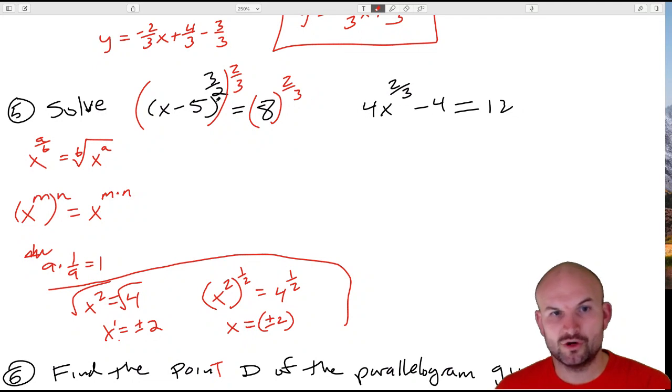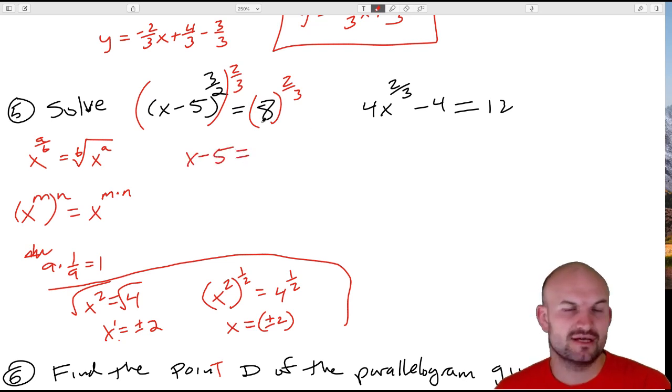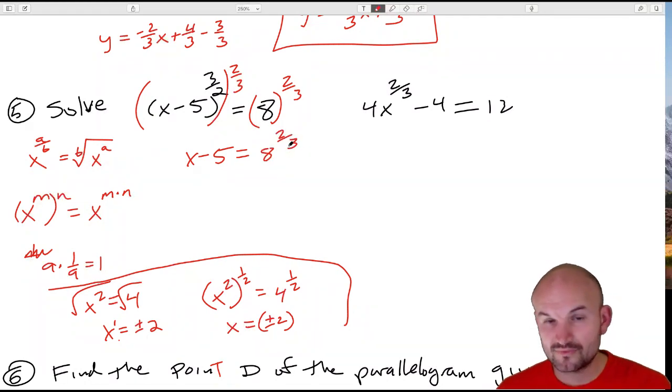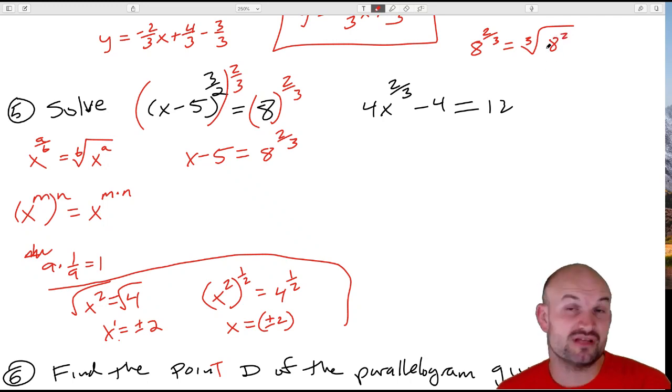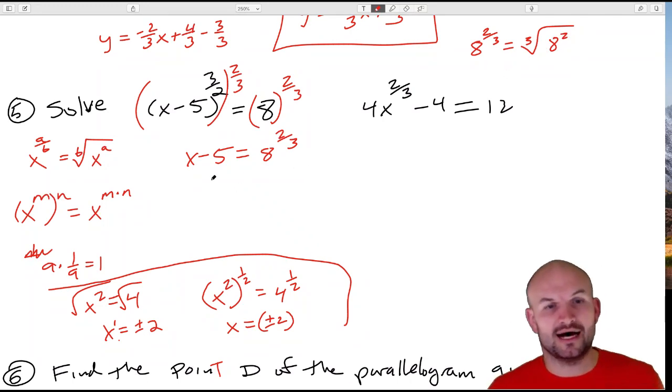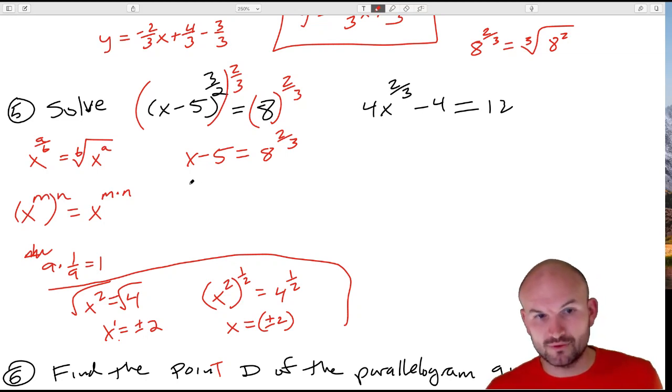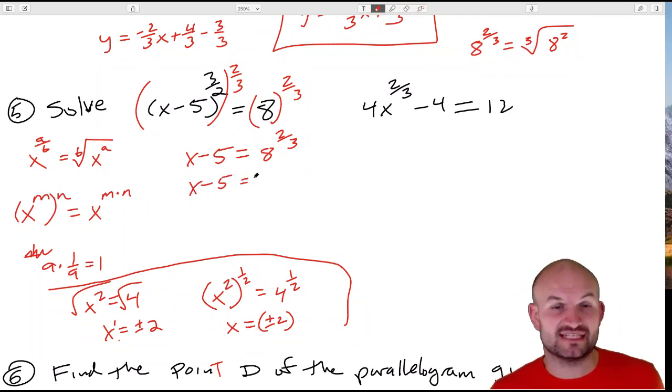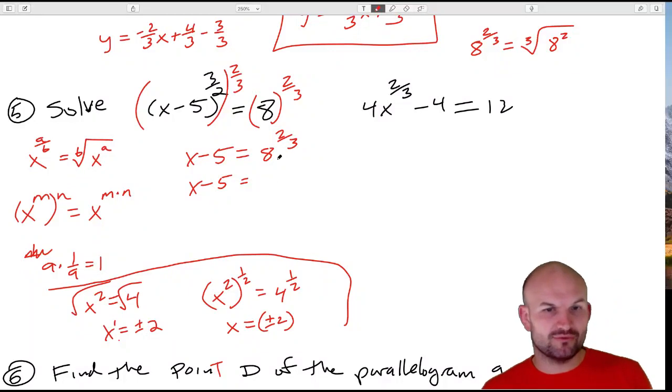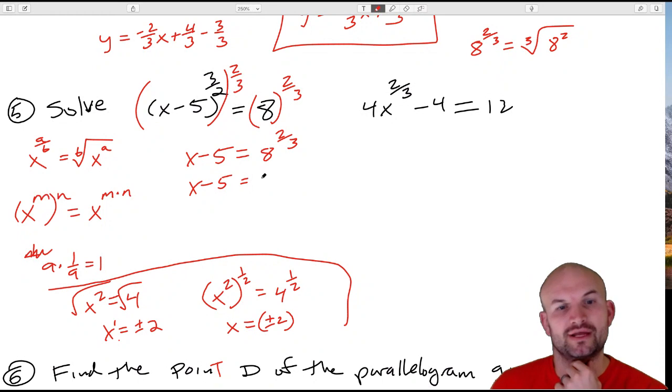Using the power rule as well as the multiplicative inverse, this simplifies to x minus 5 equals 8 to the 2/3, which is really the cube root of 8 squared. Some people might be aware of this, some not. What we practice ahead of time is simplifying numbers, so can I rewrite 8 as 2 to the power of 3? Then it's 2 to the power of 3 times 2/3.